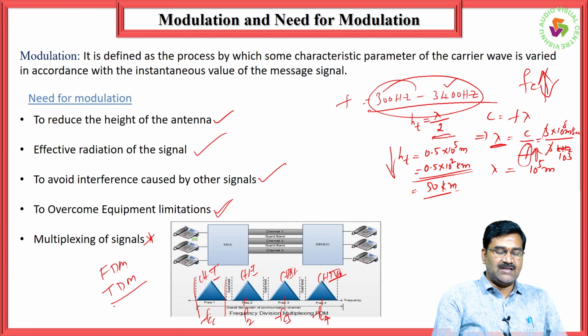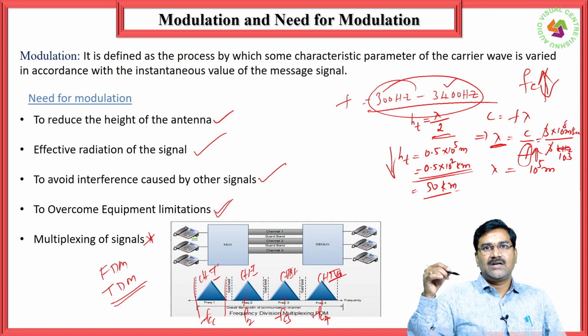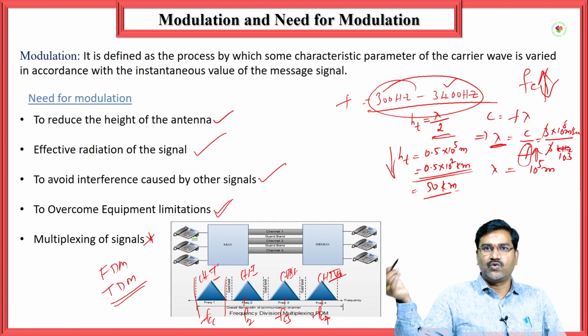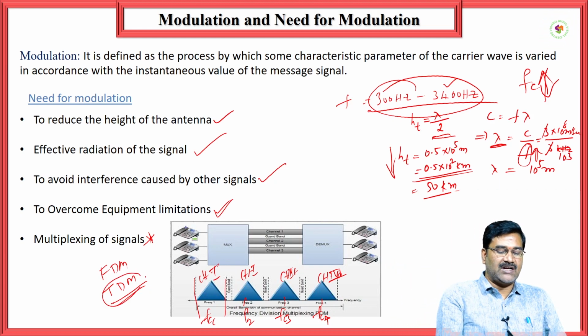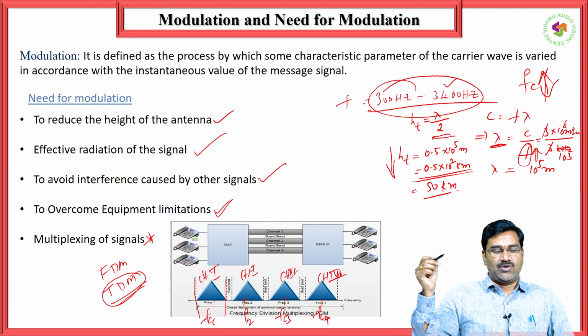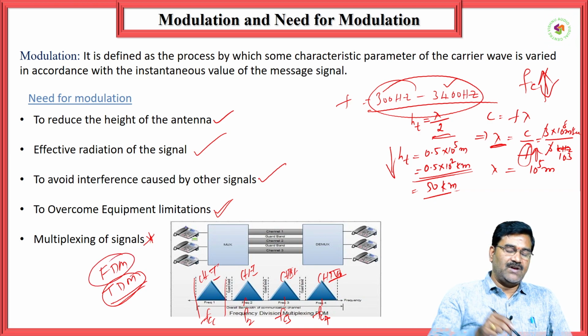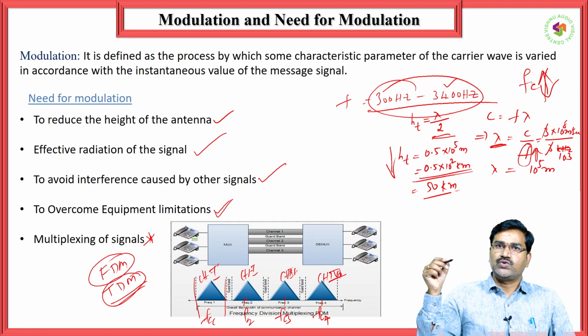And TDM is nothing but you are going to have the samples of the signals, and each signal will be sampled at regular intervals. Within the sampling duration, you are going to send the signal 1 sample, signal 2 sample, signal 3 sample, signal 4 sample, like that, and that will be repeated. We will discuss time division multiplexing in detail when we discuss the sampling process. As of now, FDM will be used to segregate the signals in frequency, whereas TDM will be used to segregate the signals in time.